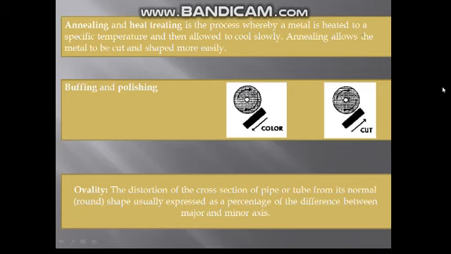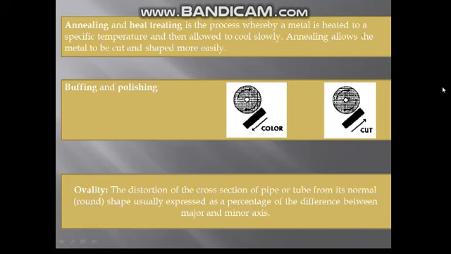Further we have is annealing process. As we discussed earlier, annealing process is carried out to make a metal softer in nature, so that metal can be shaped more easily and can be cut more easily. Buffing and polishing is carried out to remove scalar surface of the tube. It is also carried out to make the metal surface shining.